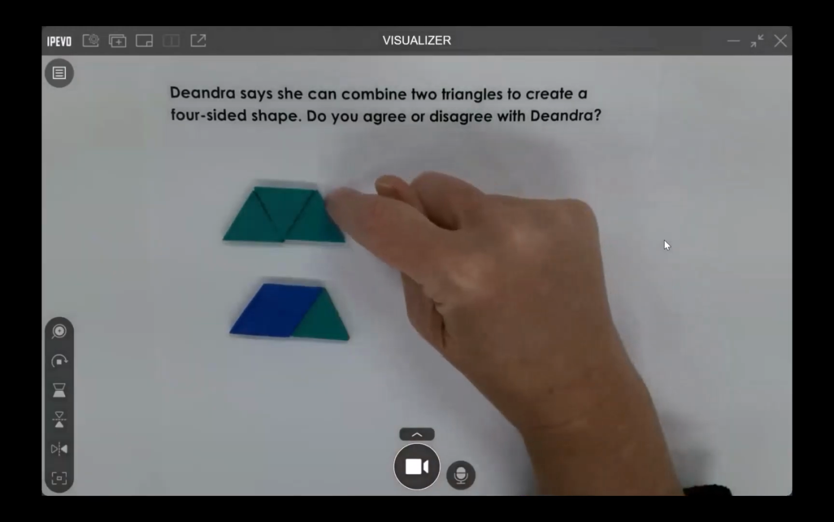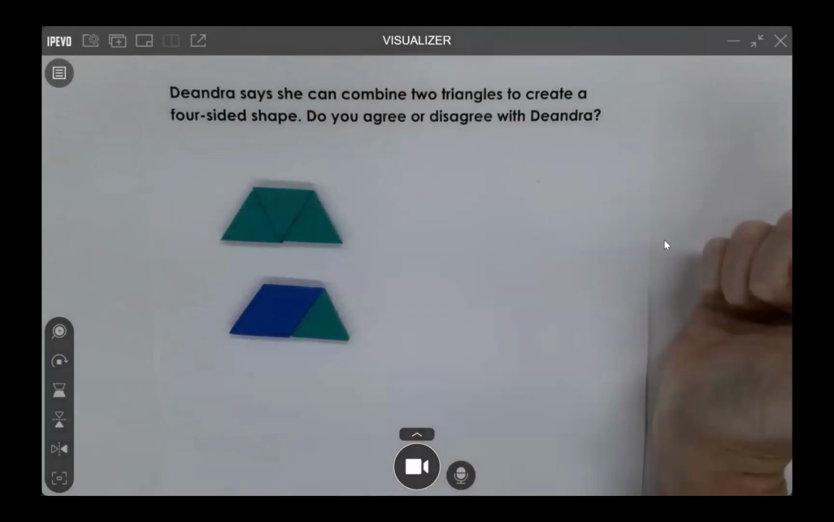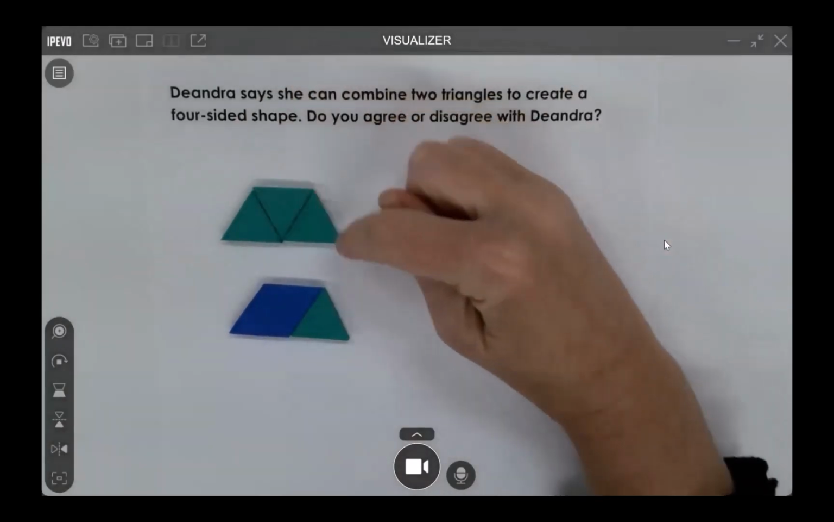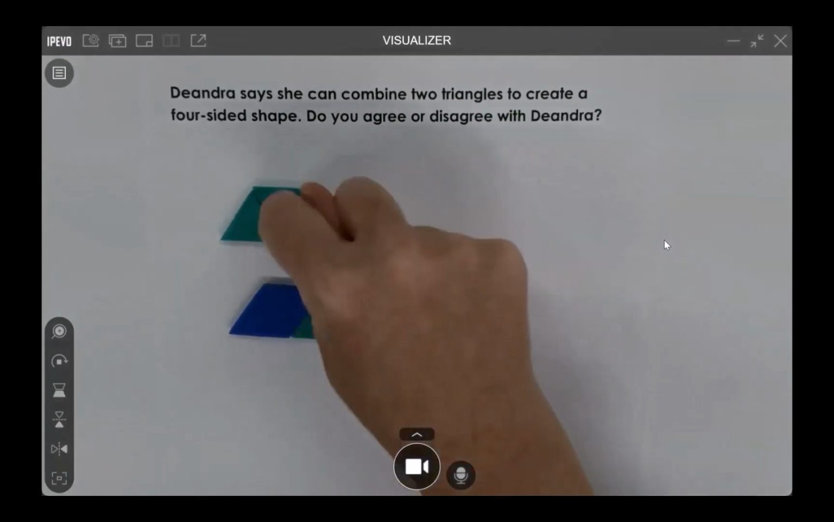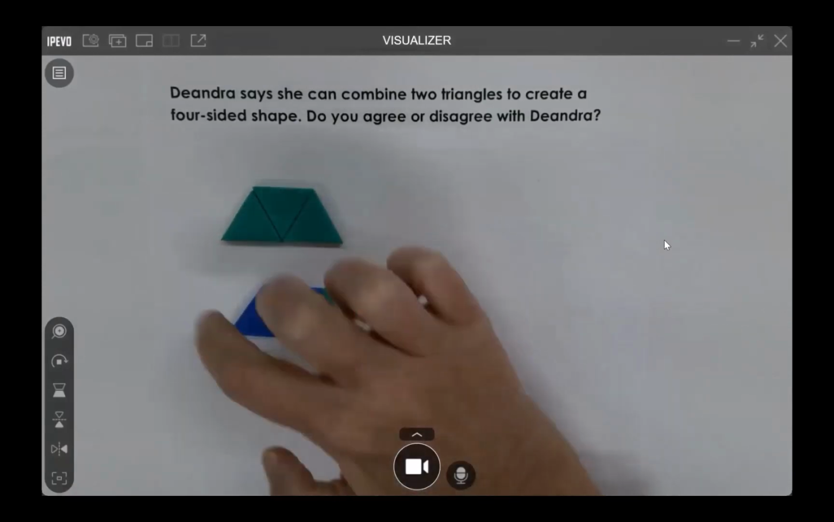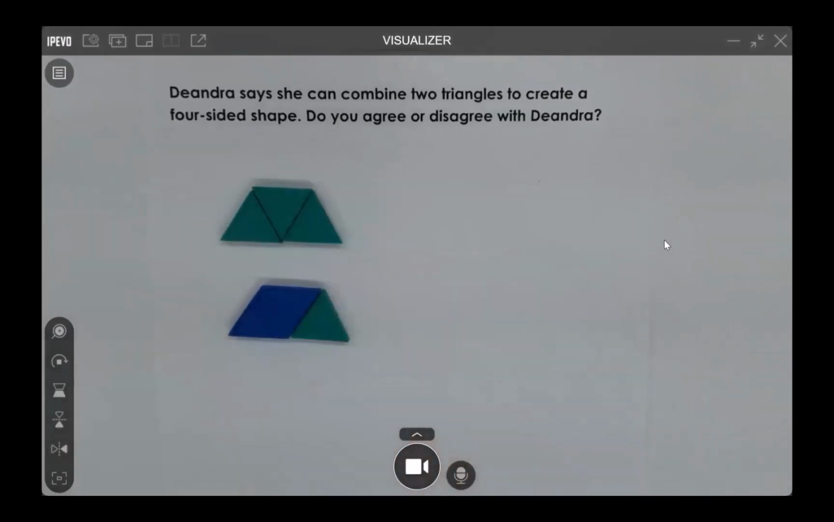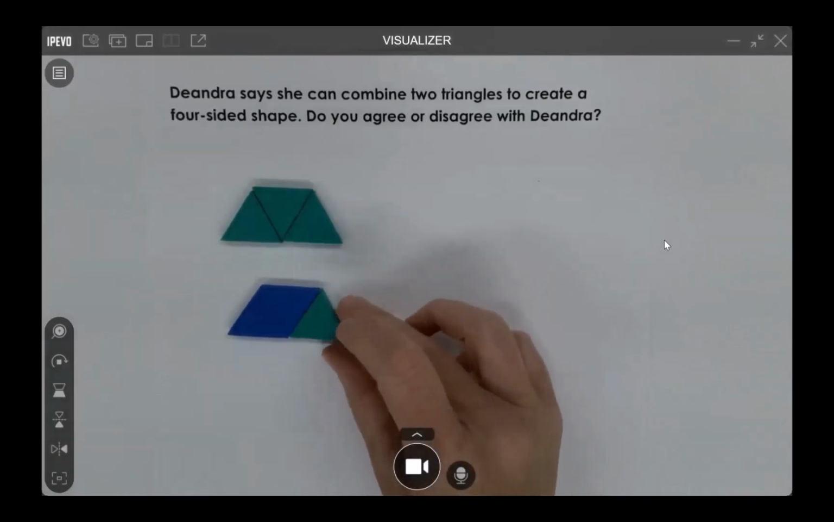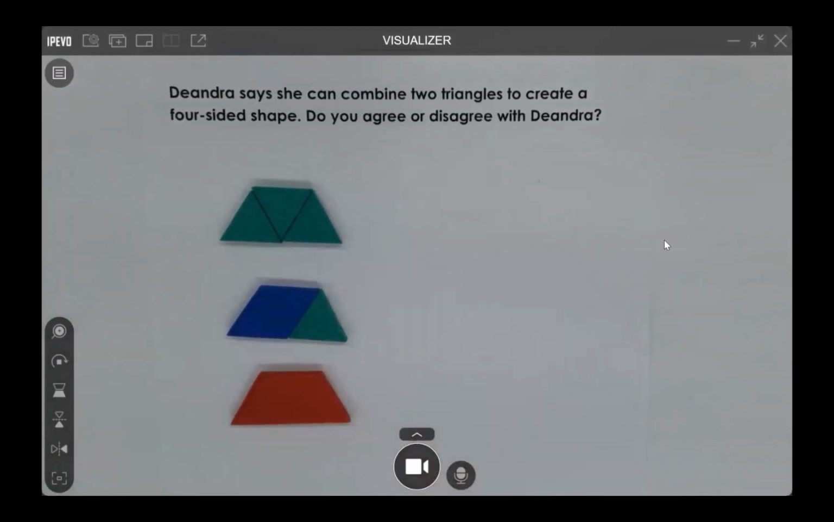Oh, this shape has 1, 2, 3, 4 sides and 1, 2, 3, 4 vertices. I combined my rhombus with my triangle because that rhombus was the same as those two triangles. And 1, 2, 3, 4 sides and 1, 2, 3, 4 vertices. I made another shape that I know. I recognize that it looks like my red pattern block, which is my trapezoid.